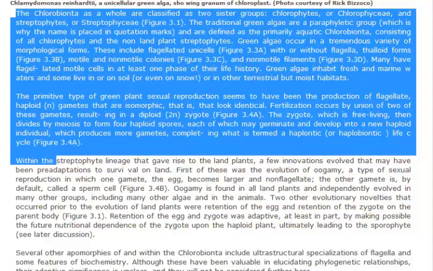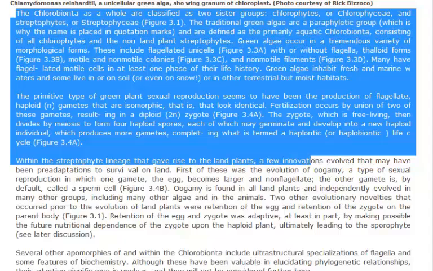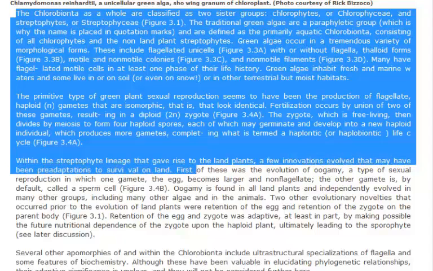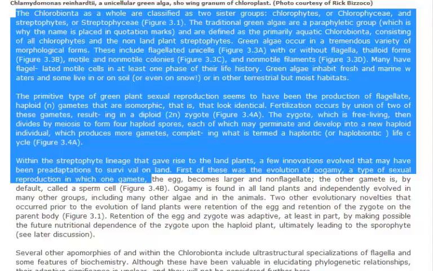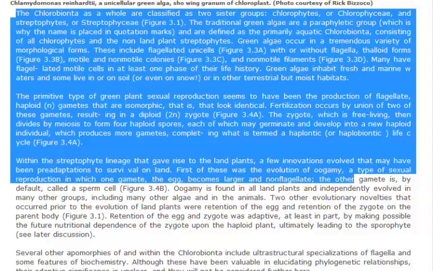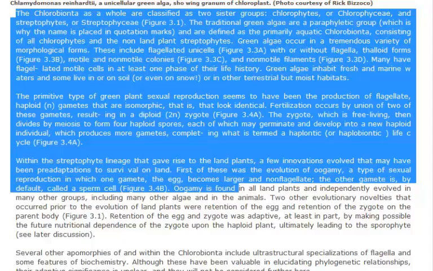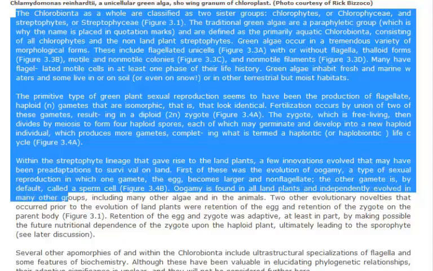Within the streptophyte lineage that gave rise to the land plants, new innovations evolved that may have been pre-adaptations to survival on land. First of these was the evolution of oogamy, a type of sexual reproduction in which one gamete, the egg, becomes larger and non-flagellate. The other gamete is by default called a sperm cell. Oogamy is found in all land plants and independently evolved in many other groups, including many other algae and the animals.